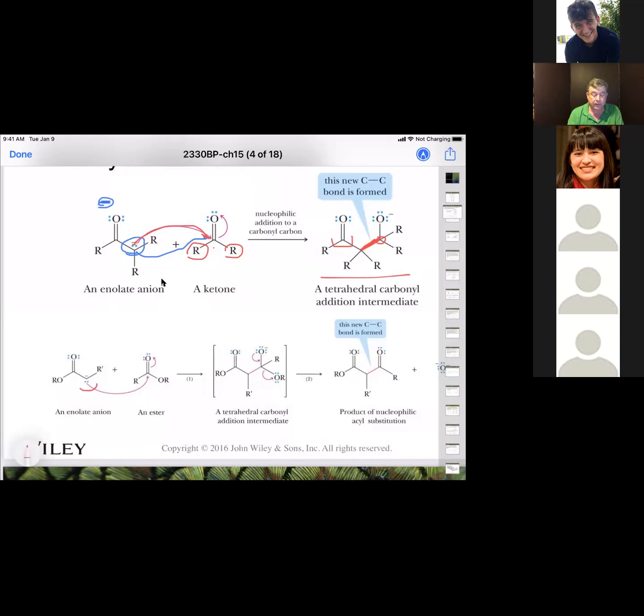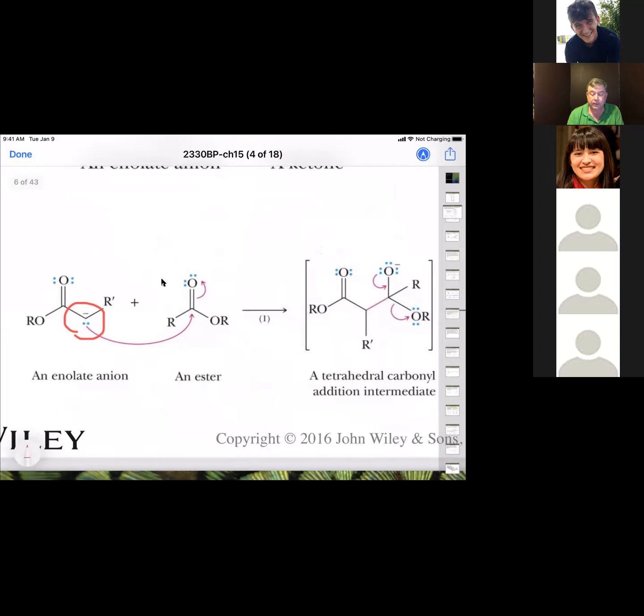So let's have our enolate form here, and it'll kick in here and give us our intermediate, which is tetrahedral. However, our electrons can kick back in, regenerating our carbonyl and kicking out alkoxide.